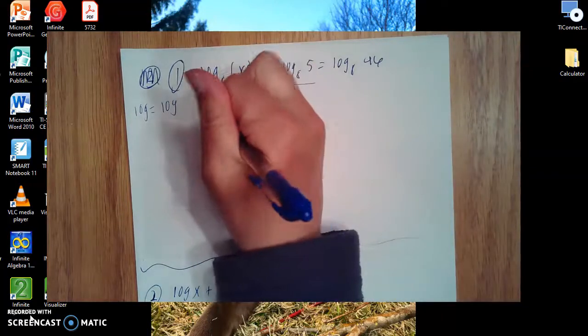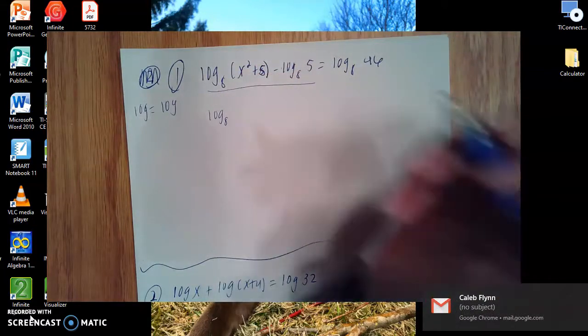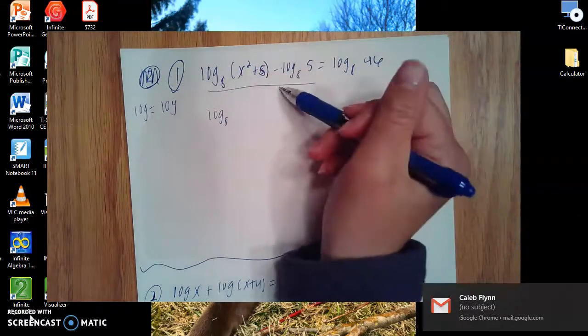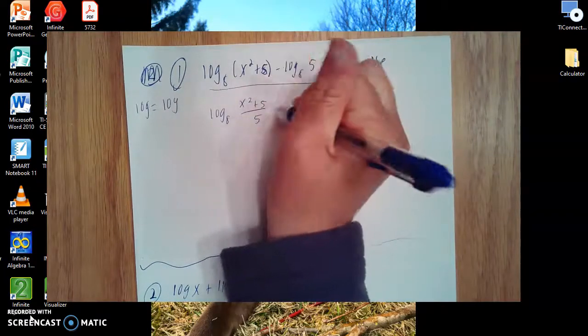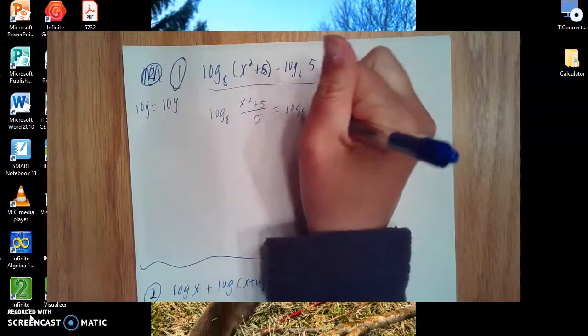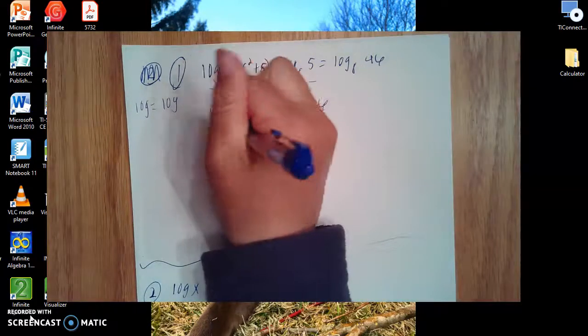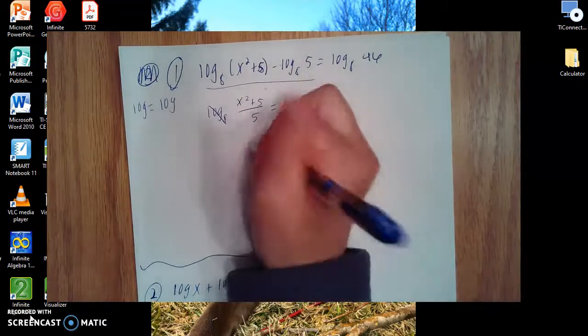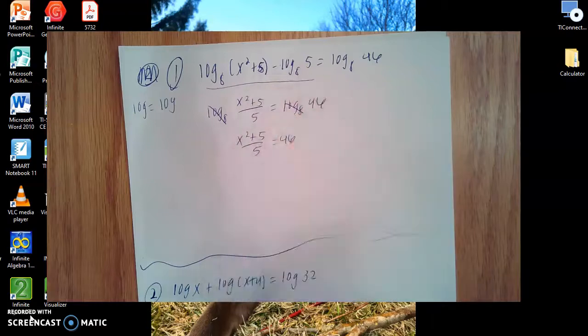So if you have log base 8, it will stay as it is. Okay, and then from here, you need to remember your log rules. So if I have subtraction, I rewrite it as division. So now I have log equal to a log. These logs can cancel out, and I'm left with this equation. So now I need to go through and solve for x squared.